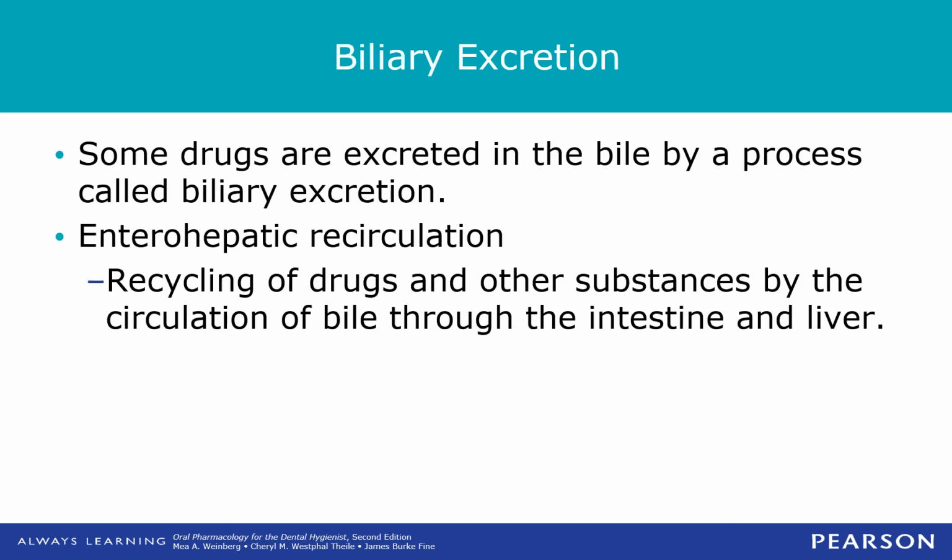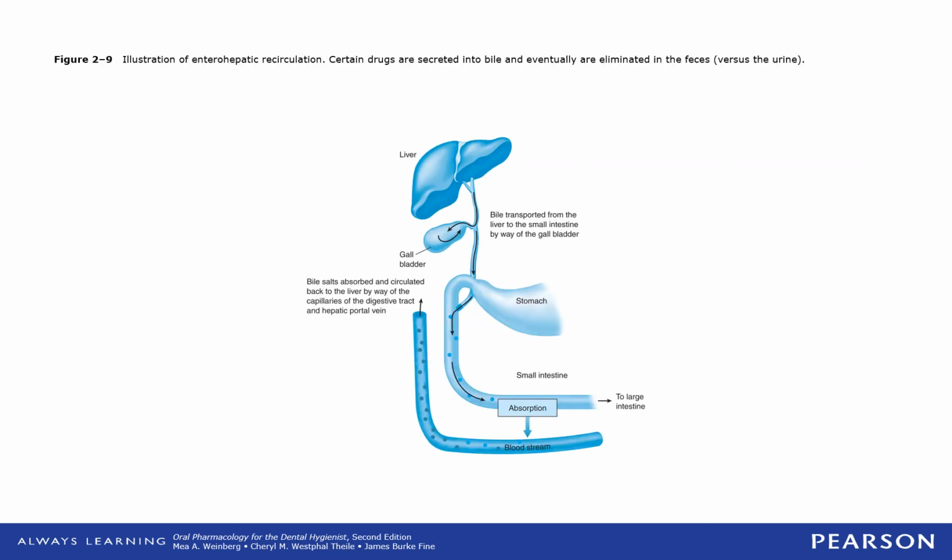Some drugs are excreted in the bile by a process called biliary excretion. Enterohepatic recirculation is the recycling of drugs and other substances by the circulation of bile through the intestine and liver. Figure 2.9 is an illustration of the enterohepatic recirculation. Certain drugs are secreted into the bile and eventually are eliminated in the feces versus the urine.